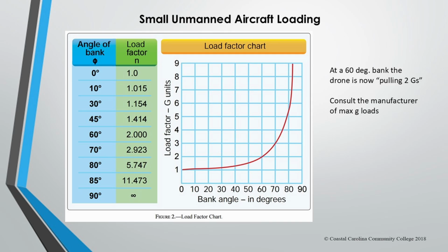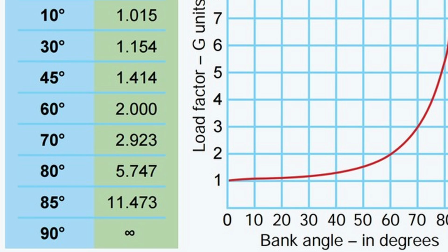So if you're doing a 60-degree bank, the load factor is 2. So now the drone is pulling 2 Gs. You need to check with the manufacturer what is the max G load permissible for that drone.